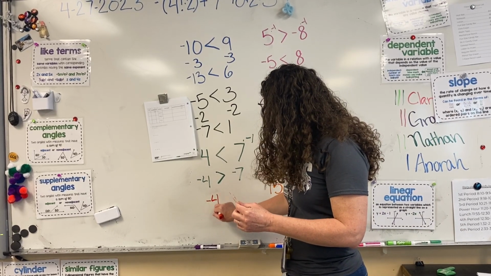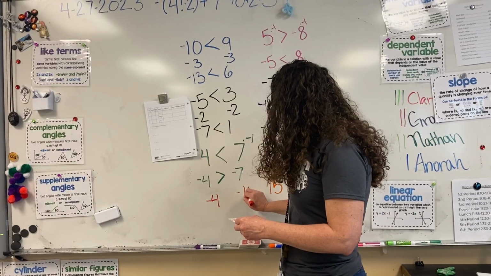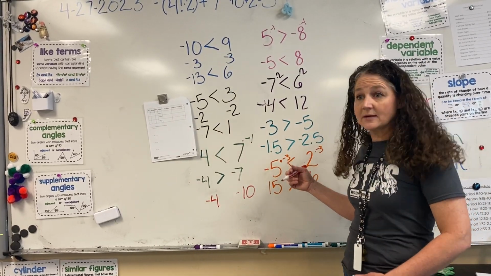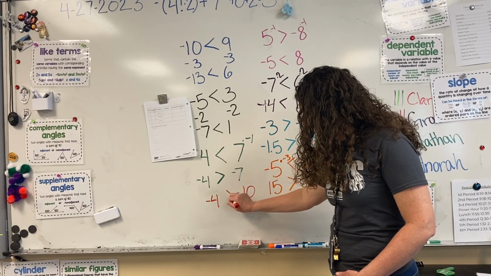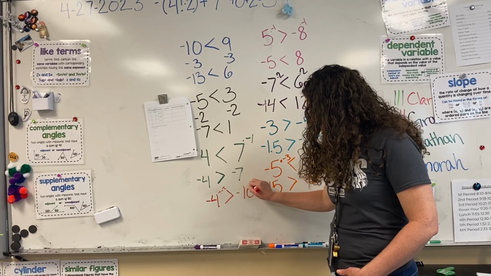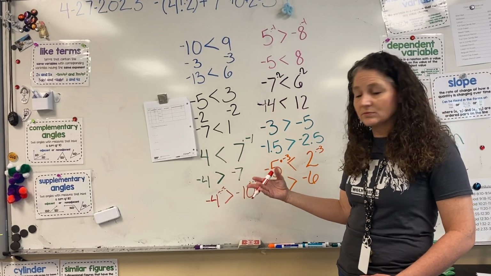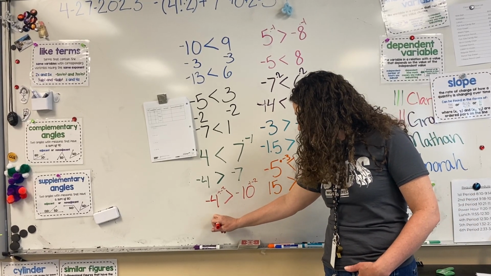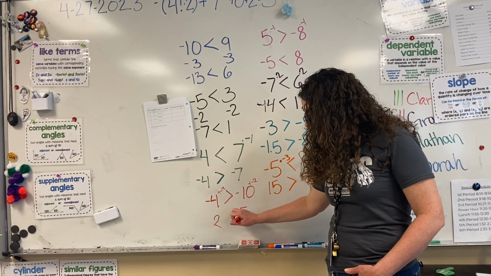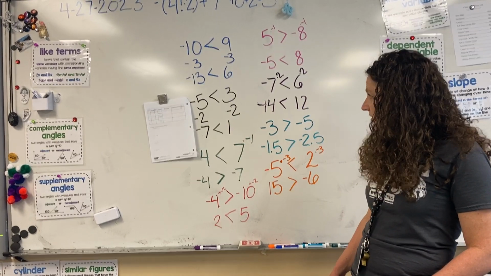Down here, so negative 4, and then the next one is negative 10. Oh, and they're even numbers, so the division will be a little nicer. Which one's bigger? Negative 4 or negative 10? Okay, so we're going to divide by negative 2. What's negative 4 divided by negative 2? Just regular 2, right? Positive 2. And then 5. Which one's bigger, 2 or 5? 5 is bigger, so 2 is smaller. They flipped.